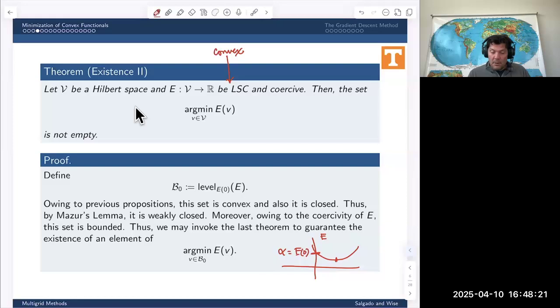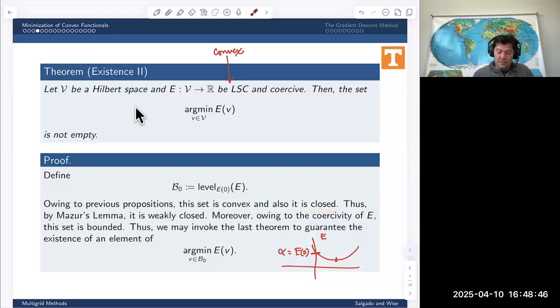Okay. Well, the minimizer has to be less than or equal to that. So we're going to define the sublevel curve relative to this number. That's definitely non-empty. Now, because E is convex, this set is also convex. And furthermore, it's also closed.